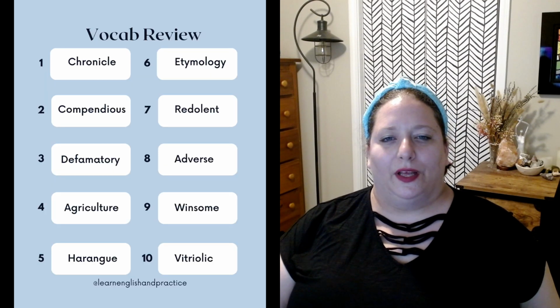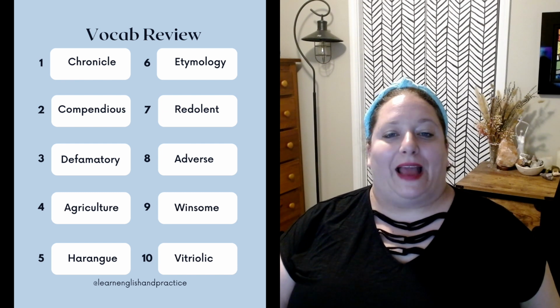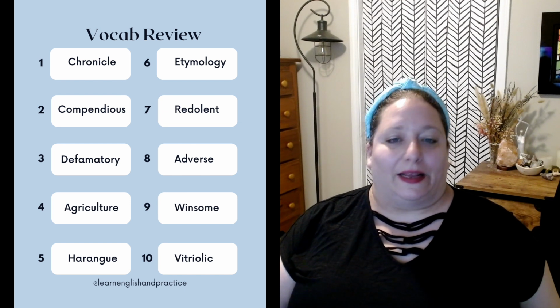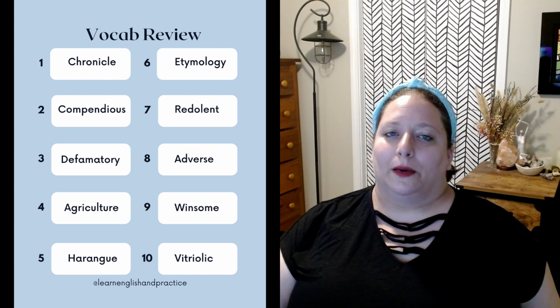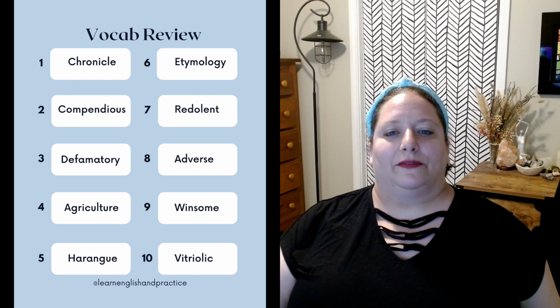So let's review these words quickly, and I'll spell as we go. Chronicle is a factual written account of important or historical events, or it could be the act of recording those events in a factual or detailed way. Compendious means containing or presenting the essential facts of something in a way that is comprehensive but concise.